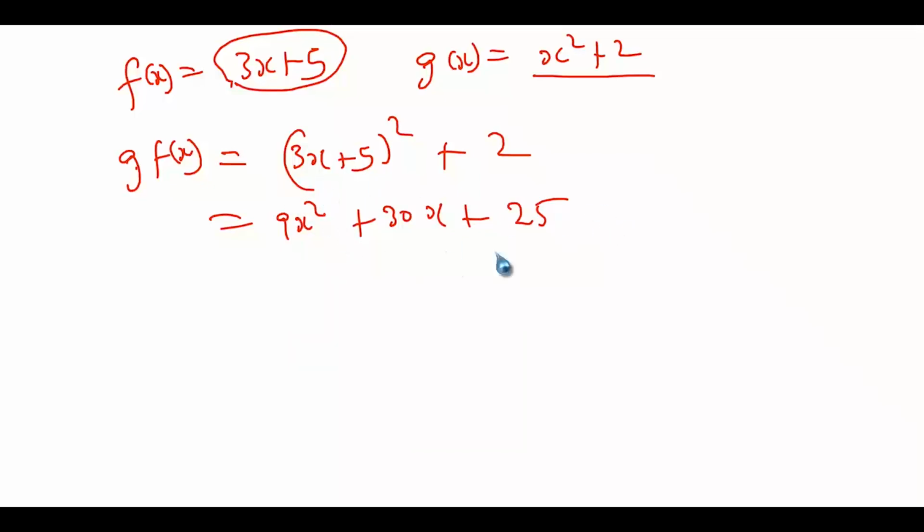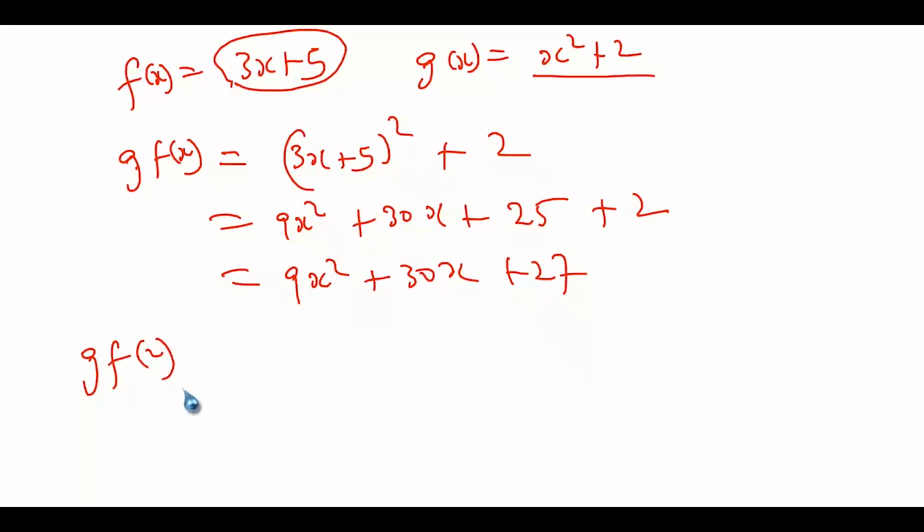That is the expansion of this. Then add 2. Then finally, you have gf(x) equals 9x squared plus 30x plus 27. So if you are asked to find gf(2) now, this is pretty easy. You can only get gf(2) if you have gf(x). So this is our gf(x). Now you can find gf(2).